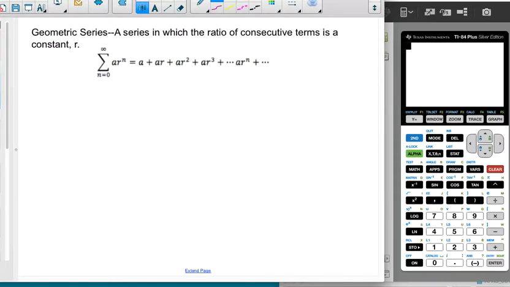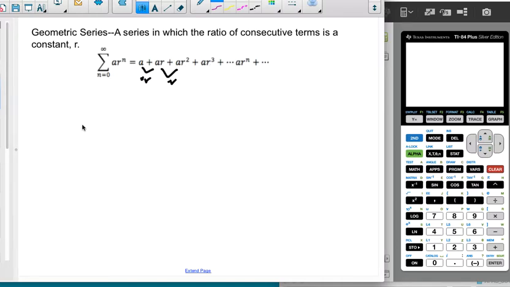A series in which the ratio of consecutive terms is a constant r is called geometric. You'll see this written one of a couple ways. One common way is that we have this a at the front as a constant, and then you're multiplying by r each time to get to the next term. So a times r again would give you ar squared, and then times r again would give you ar cubed, and so on and so on.